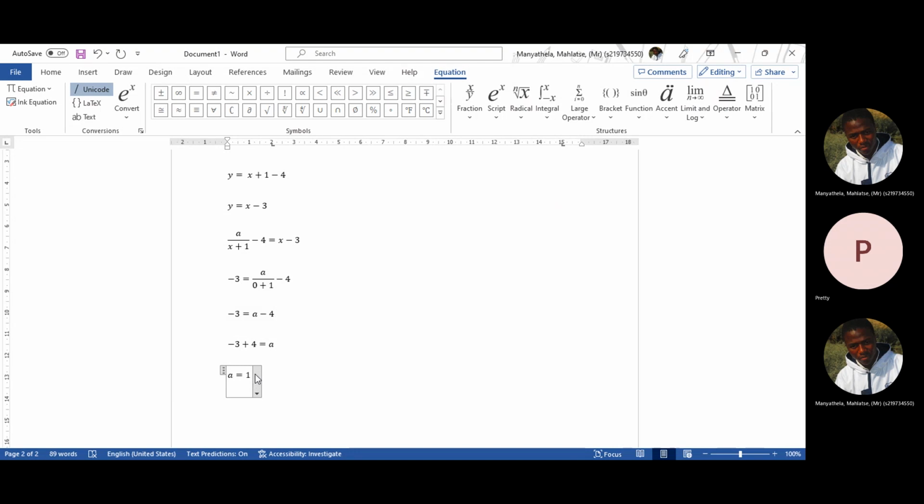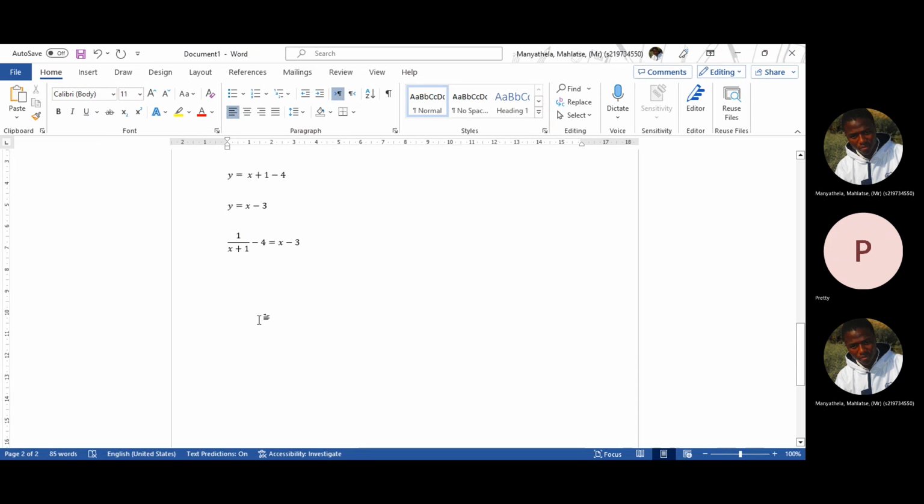So now we have the value of A. The equation is 1 over x plus 1 minus 4 equal to x minus 3. This one I'm going to delete.